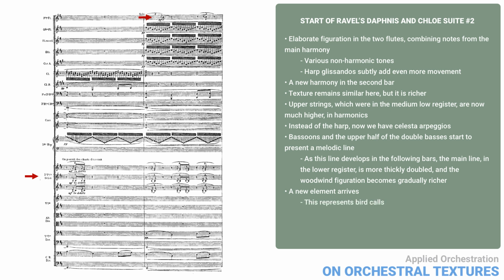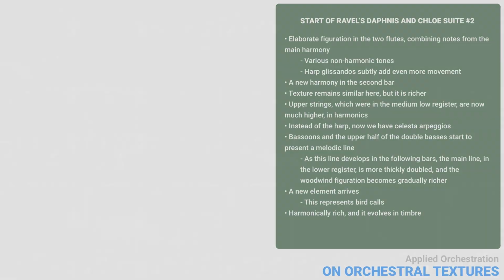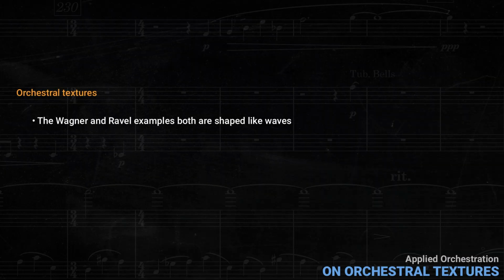This represents bird calls. This texture is harmonically rich and it evolves in timbre. The Wagner and Ravel examples both are shaped like waves, and this is indeed very common in orchestral textures. It makes them evolve in a way that reminds us of nature, water in the sea, wind in the forest, and so on. I would like to talk about some more recent examples of orchestral textures, but copyright restrictions on YouTube don't allow me to include them.